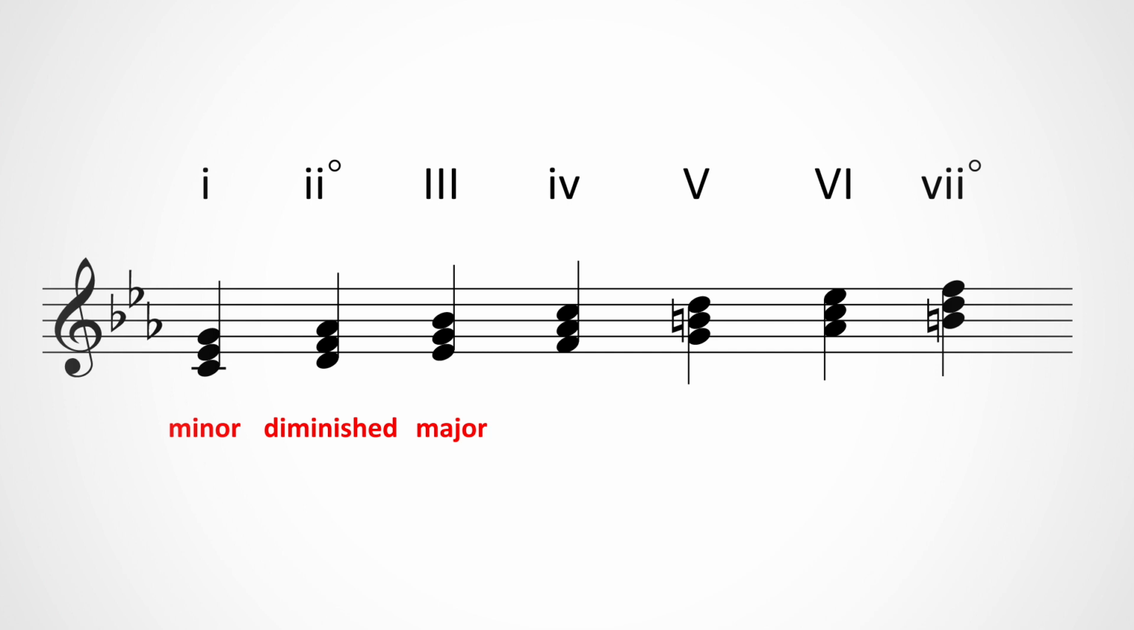Let's look at the subdominant, the 4 chord now. What quality is this? Yes, it's minor. The subdominant and tonic in any key will always be the same quality. So if 1 is major, 4 will be major, and if 1 is minor, then 4 will be minor as well.